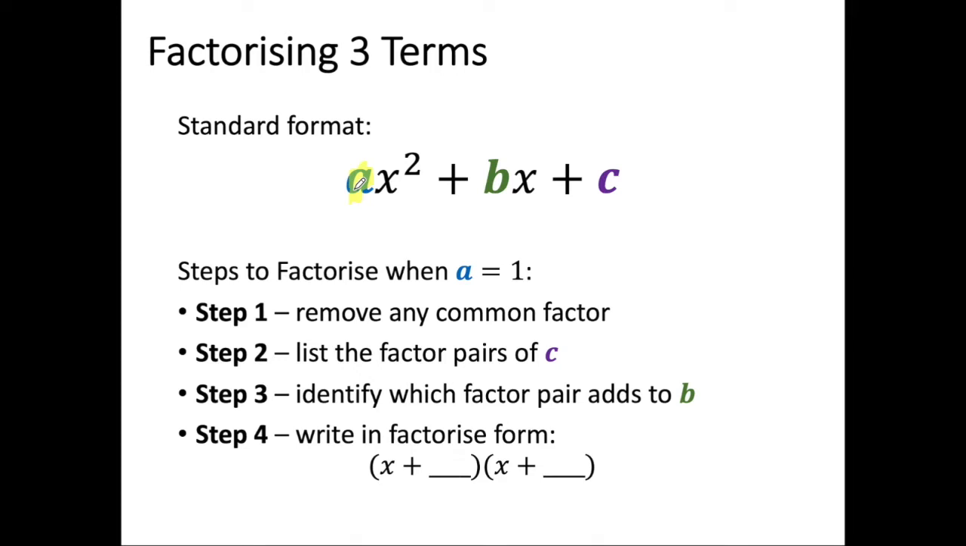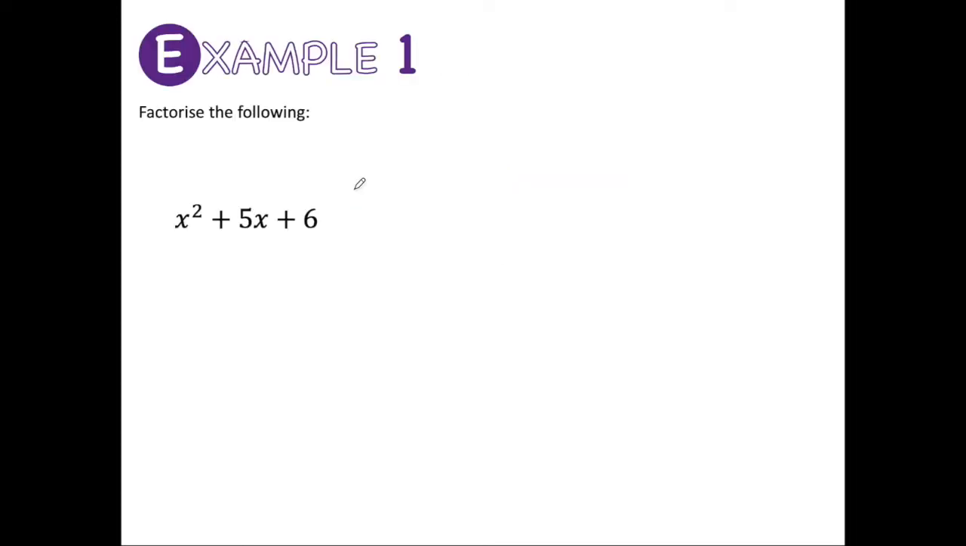So let's start off by looking at our first example. Our first example is going to be x squared plus 5x plus 6. So in our example of x squared plus 5x plus 6, we have got a b term, which is the term in front of the x, and the c term, which is the term at the end, and it's by itself without a variable. So our b value in this example is 5, our c value is 6. So we need to identify those to help us complete our factorization.